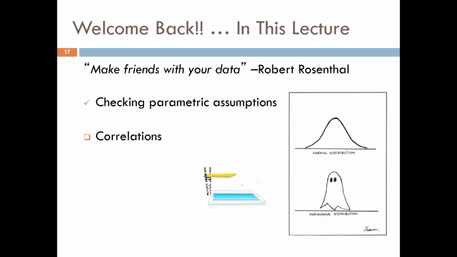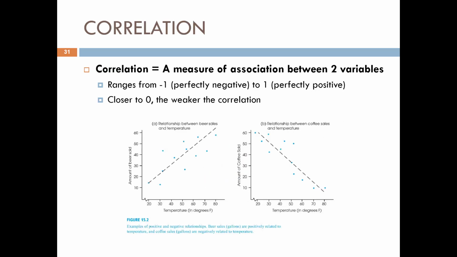Hope you're doing well. Correlation, as you probably know, is a measure of association between two continuous variables. It can range from -1, which is perfectly negative, to 1, perfectly positive. And the closer the correlation is to 0, the weaker the association. Here's a positive relationship, or positive correlation, and then here's a -1.